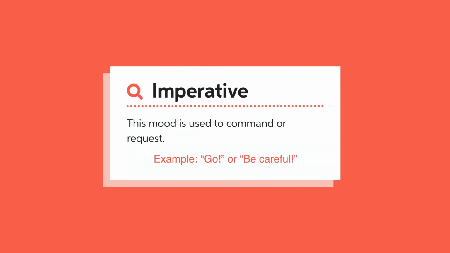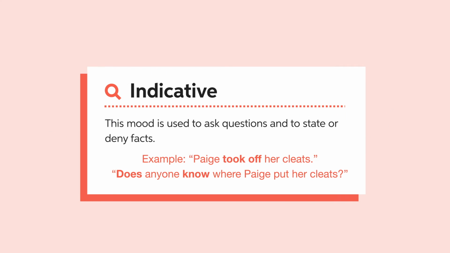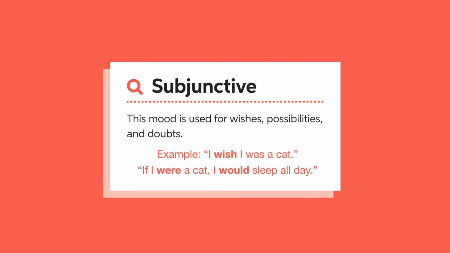Imperative, indicative, and subjunctive each describe the mood of a verb. The imperative mood is used to command or request, as in go or be careful. The indicative mood is used to ask questions and to state or deny facts, like in Paige took off her cleats, and does anyone know where Paige put her cleats? The subjunctive mood is used for wishes, possibilities, and doubts, as in I wish I was a cat. If I were a cat, I would sleep all day.